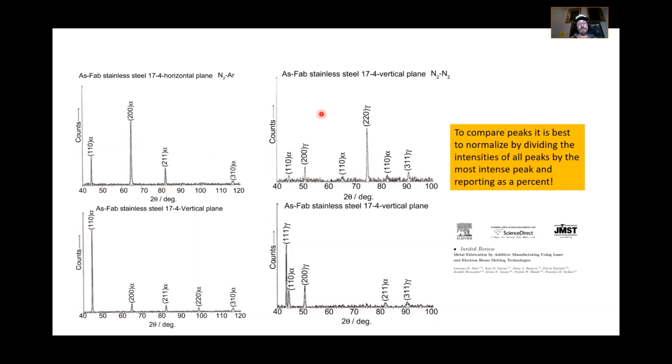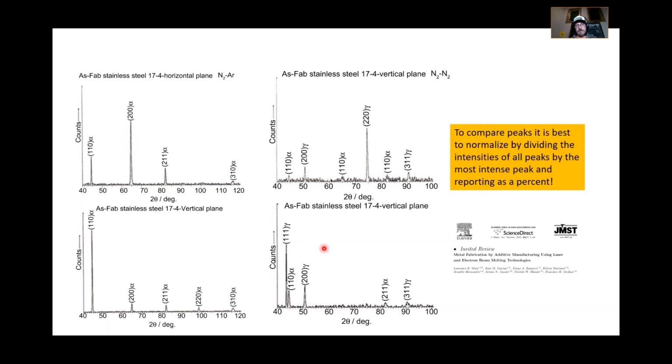Some people do their work with copper K alpha. Some people do their work with cobalt K alpha. So it's better to report your data relative to itself, if you will. I put this as a reminder to show you all some sort of practical use. And so here we have some interesting stuff.